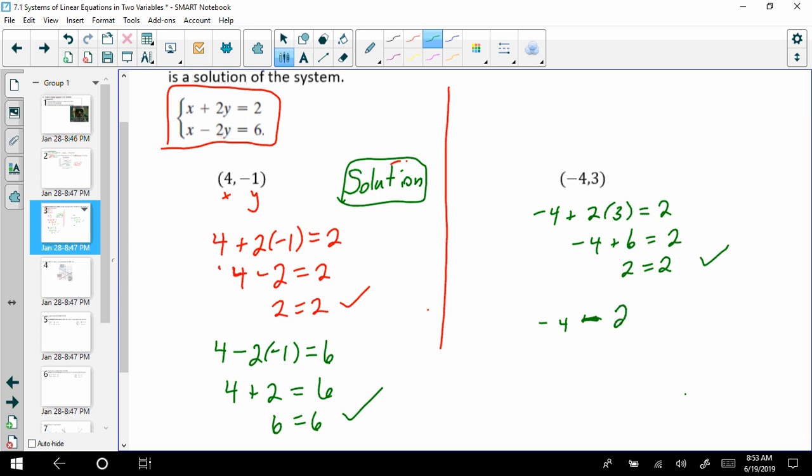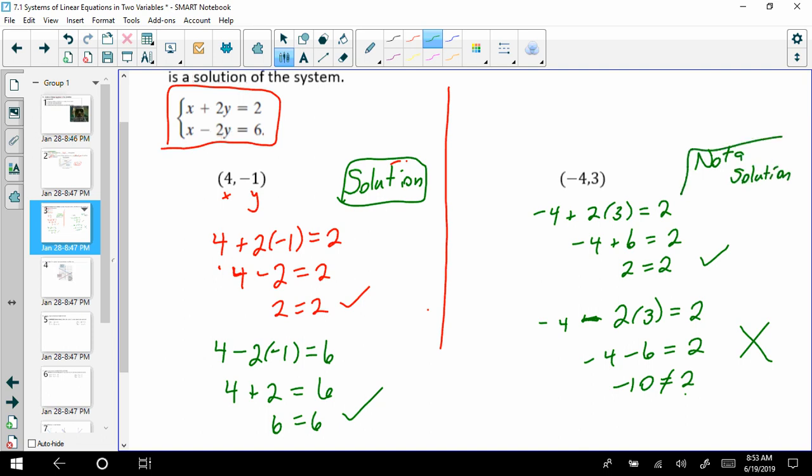Now let's check it in the bottom equation. That's a minus. Notice they do not equal each other. So it's a big old X for that one. So what we would say, this ordered pair, while it is a solution to the top equation, because it's not also a solution to the bottom equation, overall, it is not a solution to the entire system. It does not work for both equations in the system.